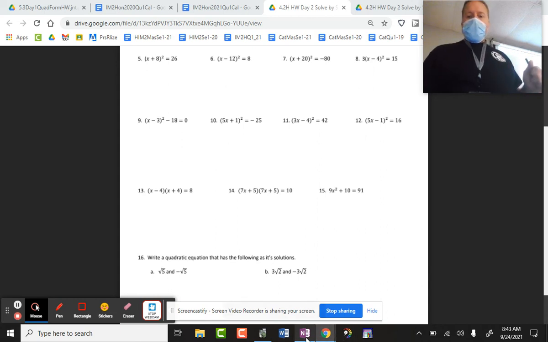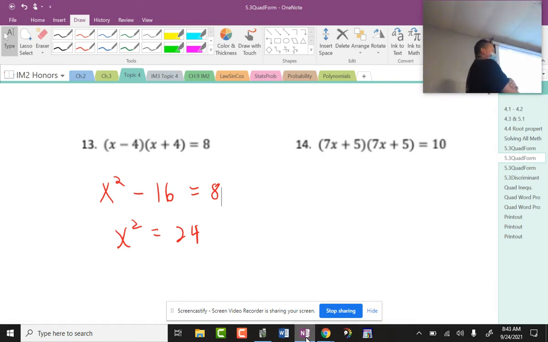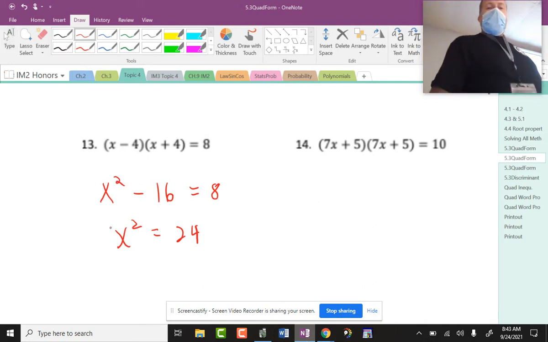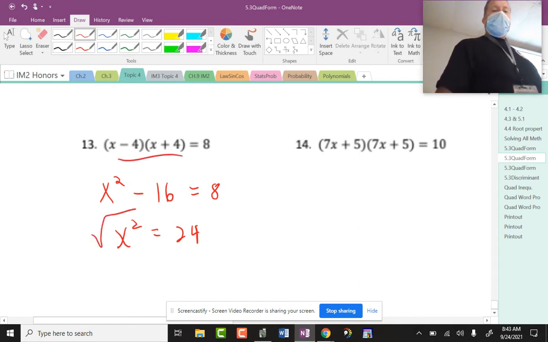Okay, so looking at some questions on this, and number 13 is one of them. I'm just curious what happens with 14. I think it really is what we have to do today. So I don't think 14 is solvable, but let's see if that's true. Doing 13, when you FOIL, the middle term falls out, and then you add 16 and square root both sides.